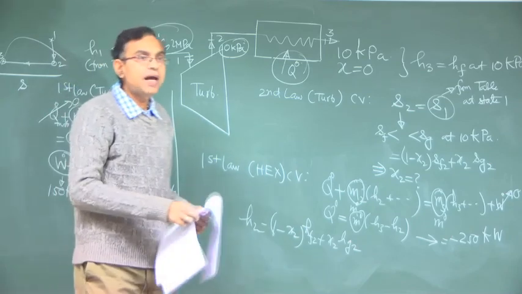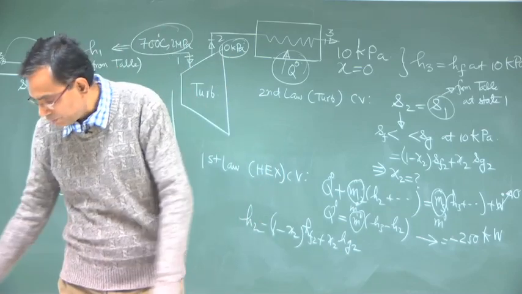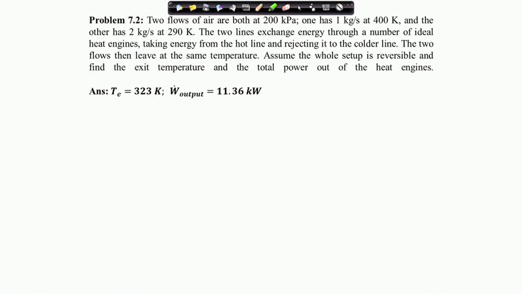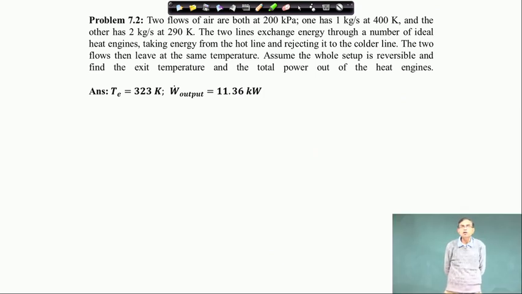So we will move ahead to work out the next problem. Let me first erase the board. Problem 7.2. Two flows of air are both at 200 kilopascal. One has 1 kg per second at 400 Kelvin and the other has 2 kg per second at 290 Kelvin. The two lines exchange energy through a number of ideal heat engines, taking energy from the hot line and rejecting it to the colder line. The two flows then leave at the same temperature. Assume the whole setup to be reversible. Find the exit temperature and total power out of the heat engines.